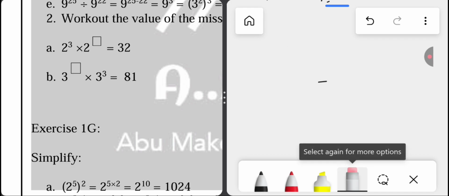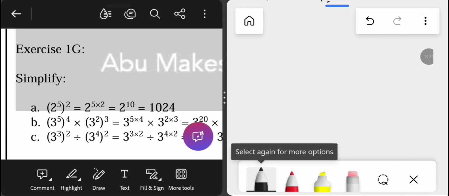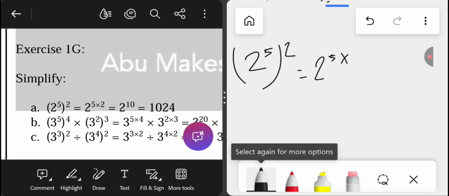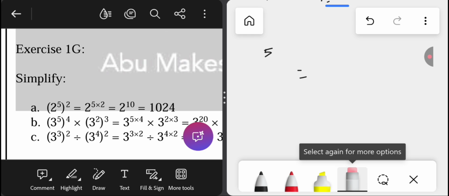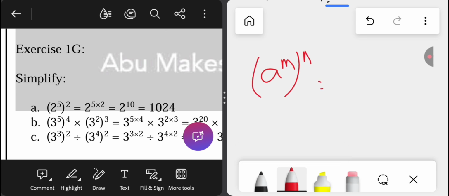So let's not delay and let's jump to exercise 1G, which is the same concept we have learned before: 2 to the power 5 whole square, which is equal to 2 to the power 5 into 2. This leads us to the formula: a to the power m whole to the power n.